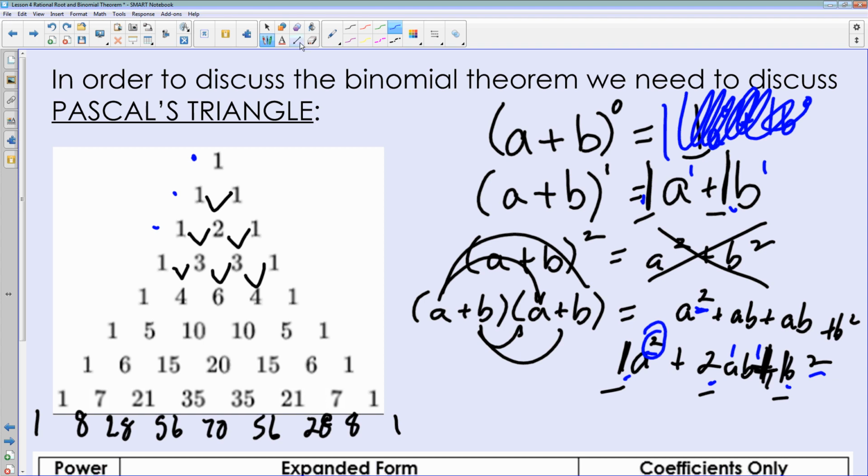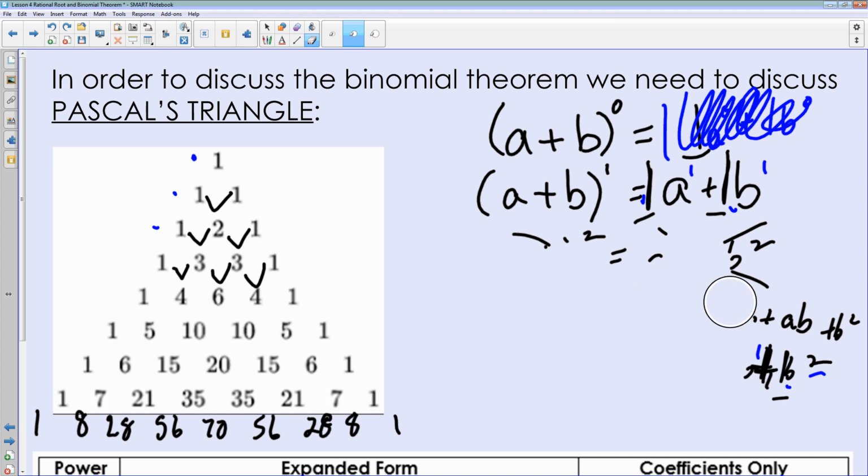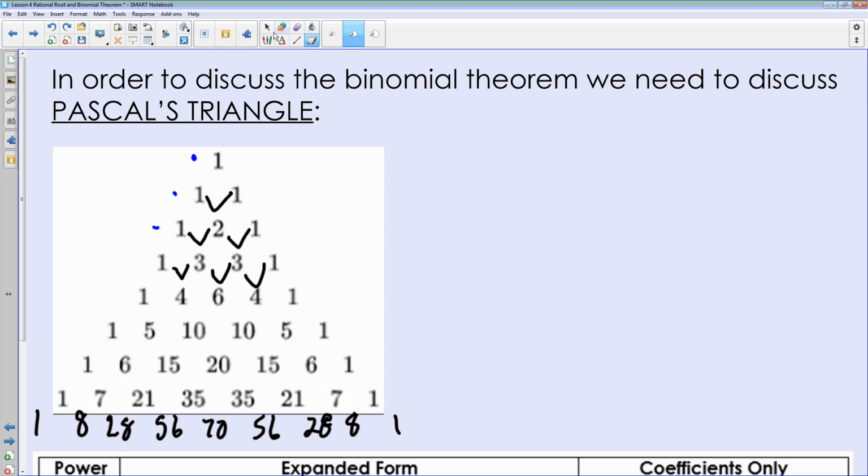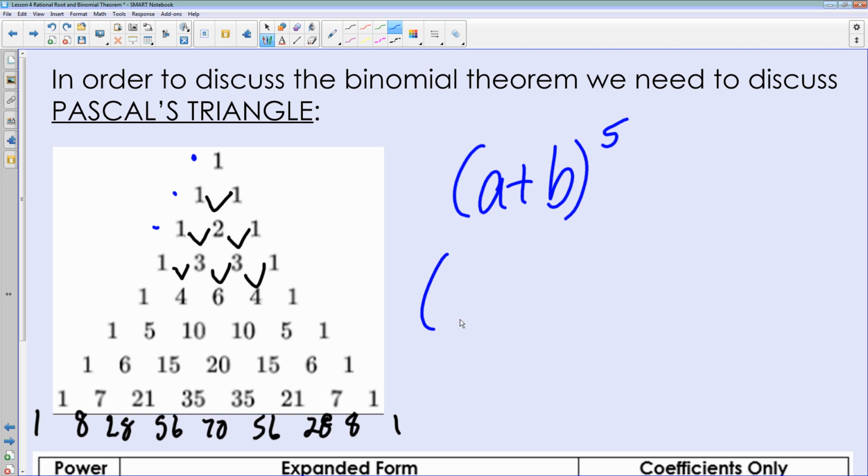Now, the reason we use what we're about to talk about, this whole binomial theorem and how we can expand it, is because, what if I gave you the problem a plus b to the 5th? Well, a plus b squared is fairly simple, right?